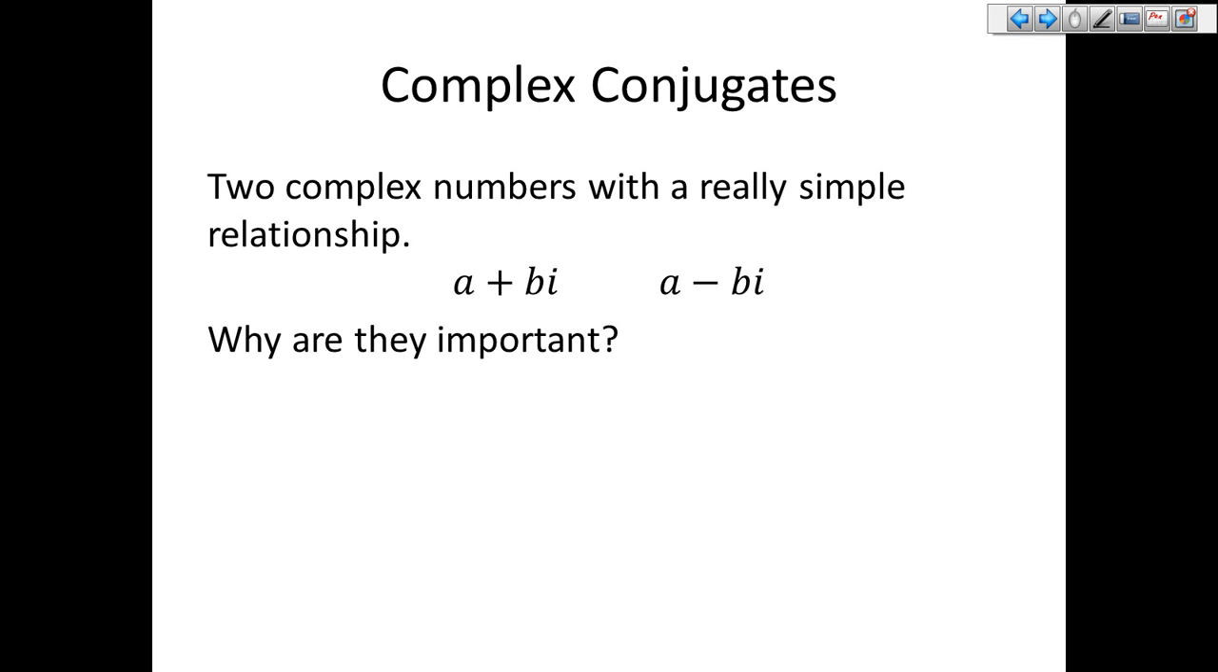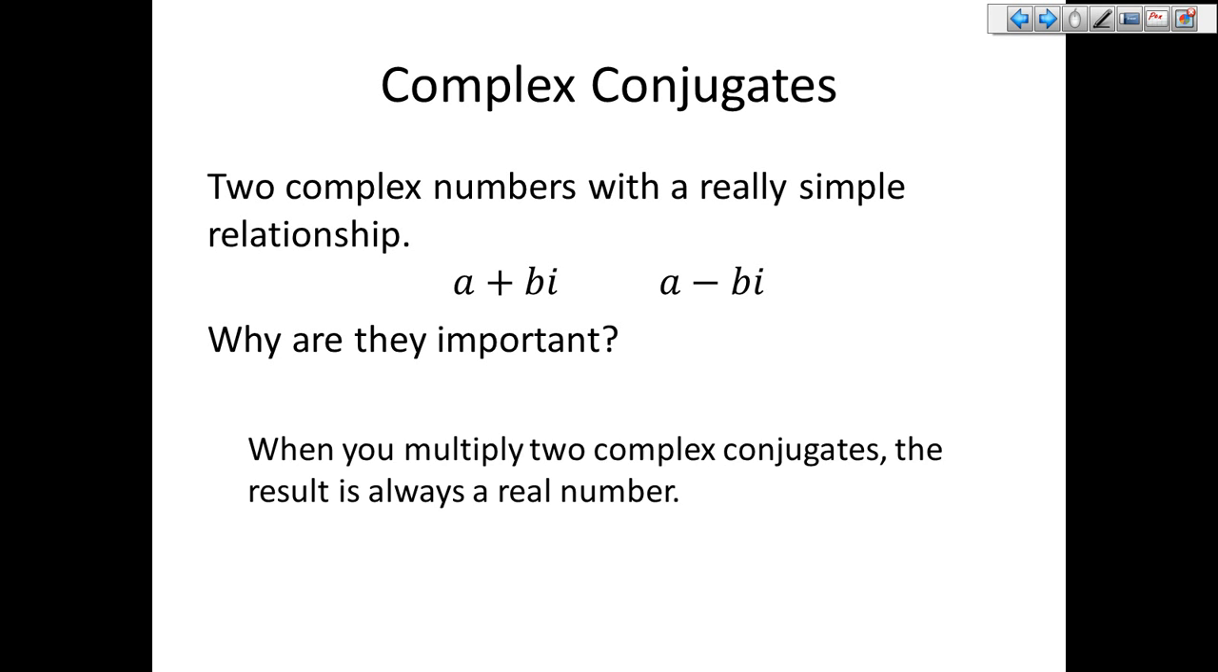Okay, so why are these important? Well, they're going to be really important because when you multiply two complex conjugates, the result is always a real number. We're actually going to use that in a section a little bit later.